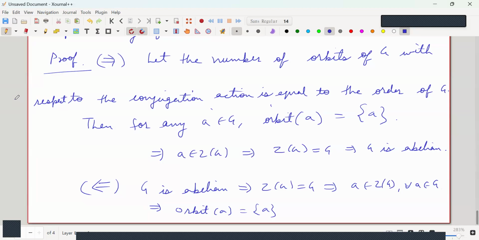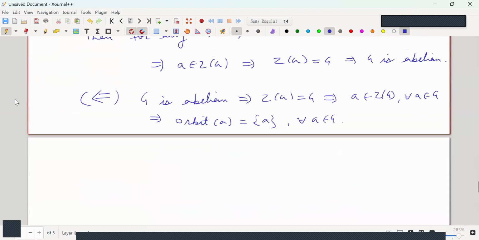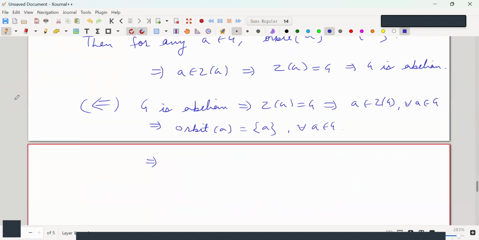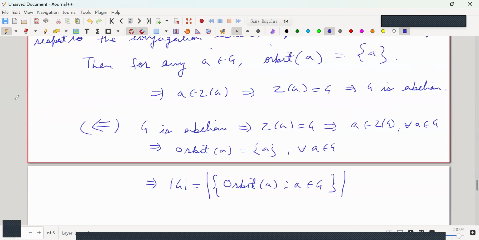and that is also for all a belongs to G, which implies the order of G is equal to, let me just write like that, the size of the collection of all orbits of a such that a belongs to G. Right? The size of this set, the number of orbits, is the same as the order of G. So this proves the claim, right?